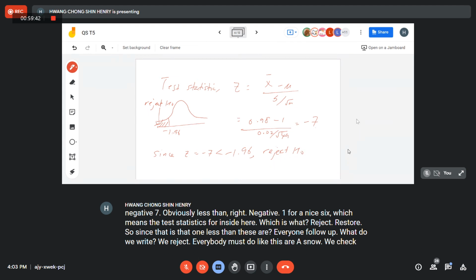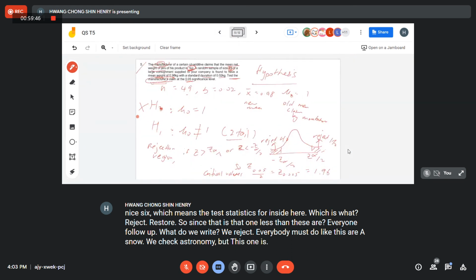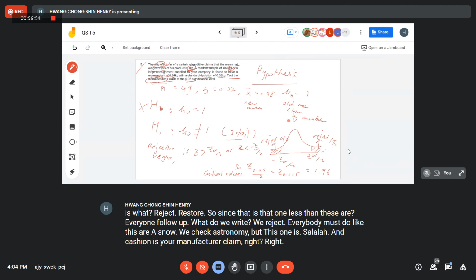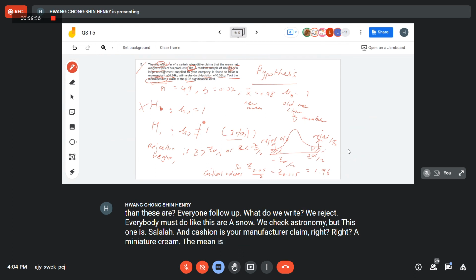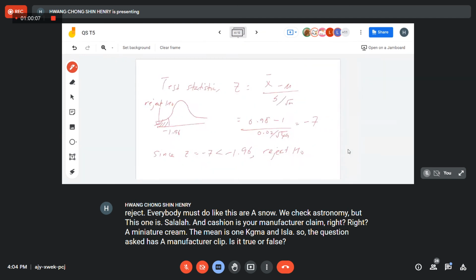Reject H0 means what? This one is wrong already, and H0 is your manufacturer claim, right? Your manufacturer claim, the mean is 1 kg, and it's wrong. So the question asks, test the manufacturer claim. Is it true or false? The answer is false. So how do you write the conclusion?